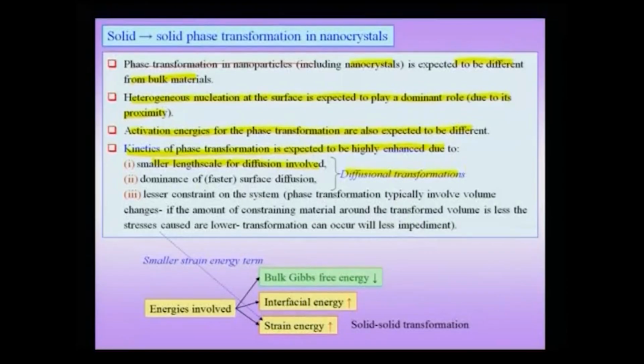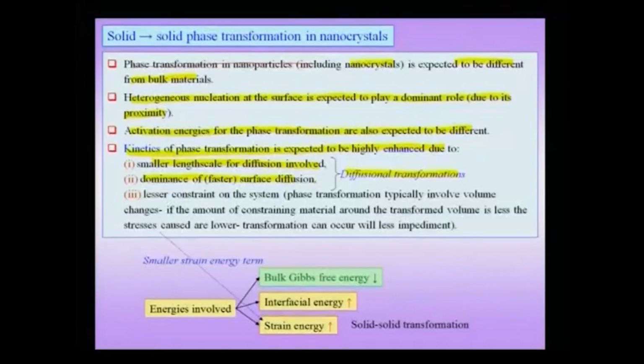Then there are going to be other effects like surface diffusion, which are going to play a prominent role, because now the entire material is dominated by surface. Then the third important point is that there is going to be lesser constraint on the system. We had noted that previously by drawing some schematics: if I take a region out of a material and it transforms to a different volume, then I have to refit that material into the bulk of the material, which is going to give rise to strain energy.